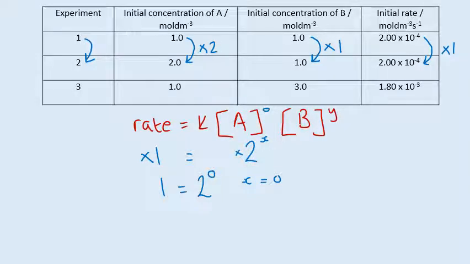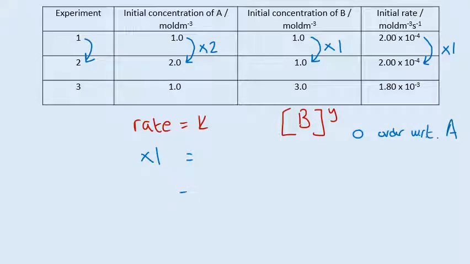So when it's 0 order, I've just determined that it's 0 order with respect to A. So I don't even need it in my rate equation because it's not having any impact whatsoever on the rate of reaction. It's 0 order. So I've determined that x was equal to 0, so it was 0 order, and I've removed it from my rate equation.